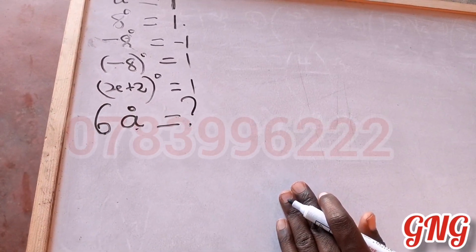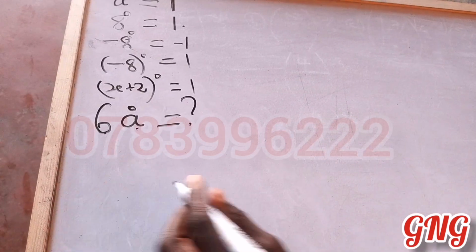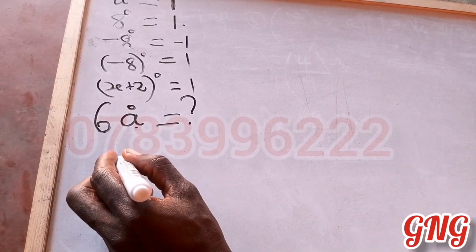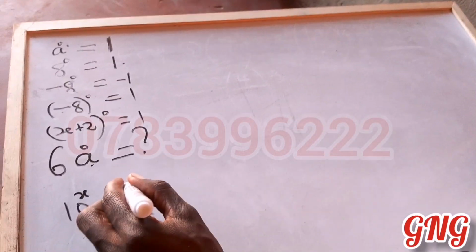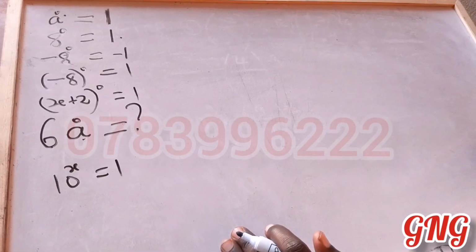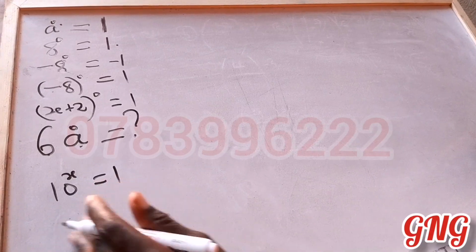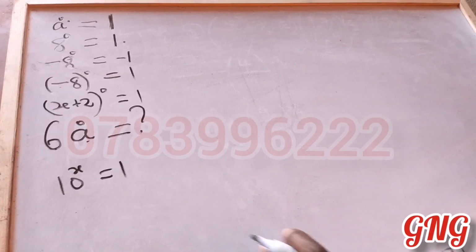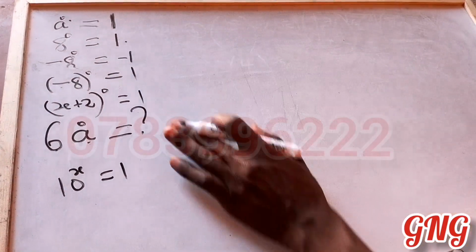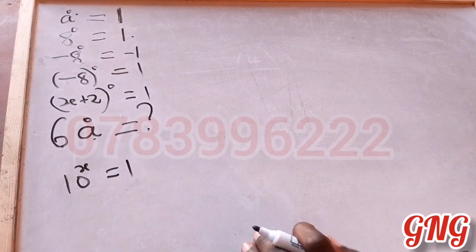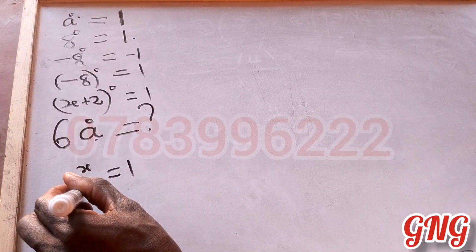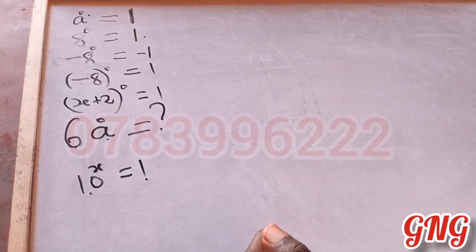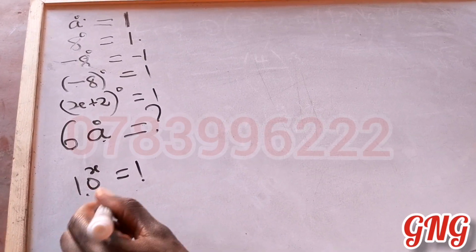Let me continue. You are going to be given equations using this law. They're going to give you an equation like 10 to the power x is equal to 1. Then they are going to tell you to find the value of x. It's very simple. Just know the rule. How am I going to get 1? So you equate. If you have 10 here, you must put 10 to the power something so that you're going to get 1.